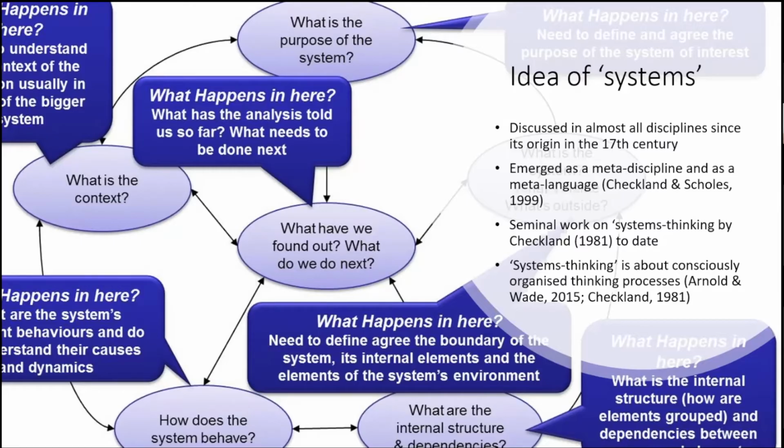And according to Checkland and Arnold and Wade 2015, systems thinking is about a consciously organized thinking process, okay? It is also called critical thinking sometimes, and it may also be called a decision-making approach, the way we decide on something, okay? And therefore, systems thinking is a worldview which allows appreciation of holistic thinking, having interconnection between the elements of which the system is made up.